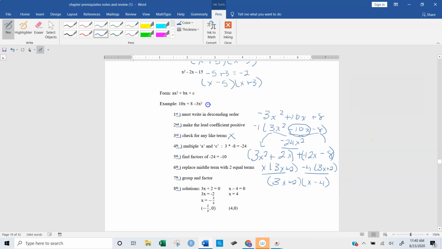Now, if there were an equal sign here, equal to 0, I would set both factors equal to 0 and solve. And this time they both work, so I'd have 2 solution sets, or 2 times that this thing crosses the x-axis.